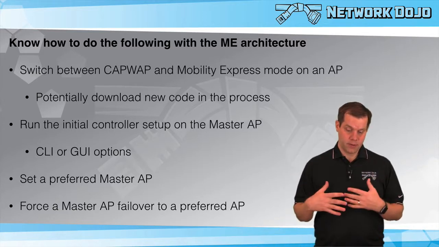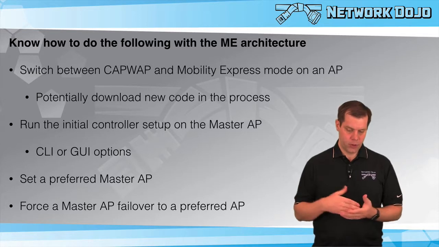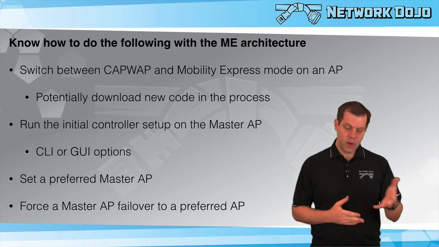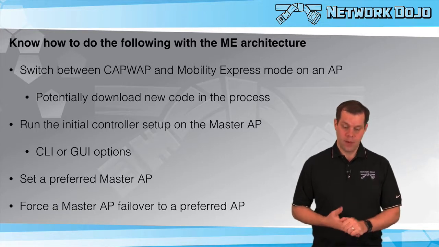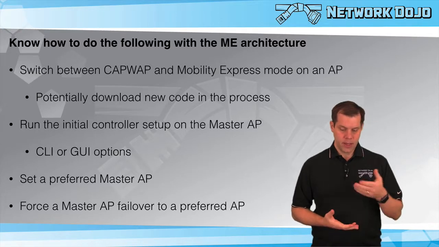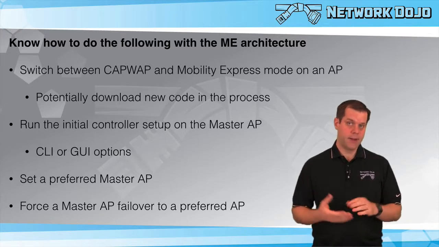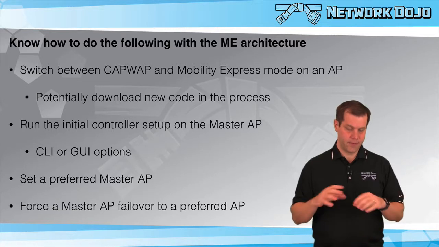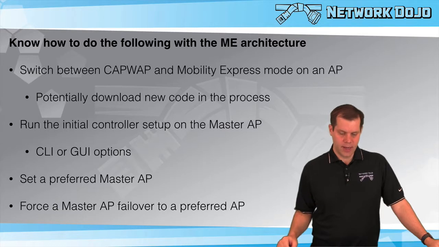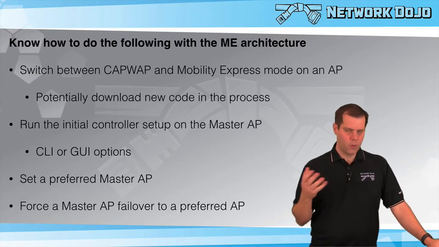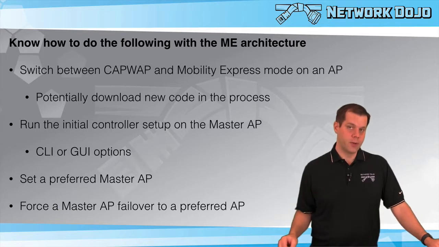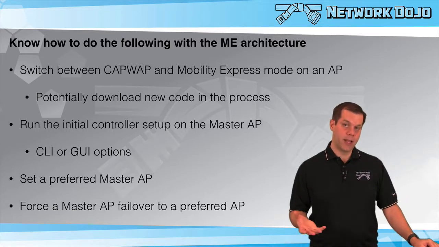Now, if this is a configuring-from-scratch scenario, usually once we put it in Mobility Express mode, one of the APs will boot up as the master AP, and we would have to do the initial controller config. It's very similar to doing the initial controller config on a 5508, although in this scenario, not only do we have the CLI that we're pretty familiar with, a variant of it, we actually have a GUI that we could leverage as well. I'll show you both. We're probably just going to use the CLI for simplicity's sake.